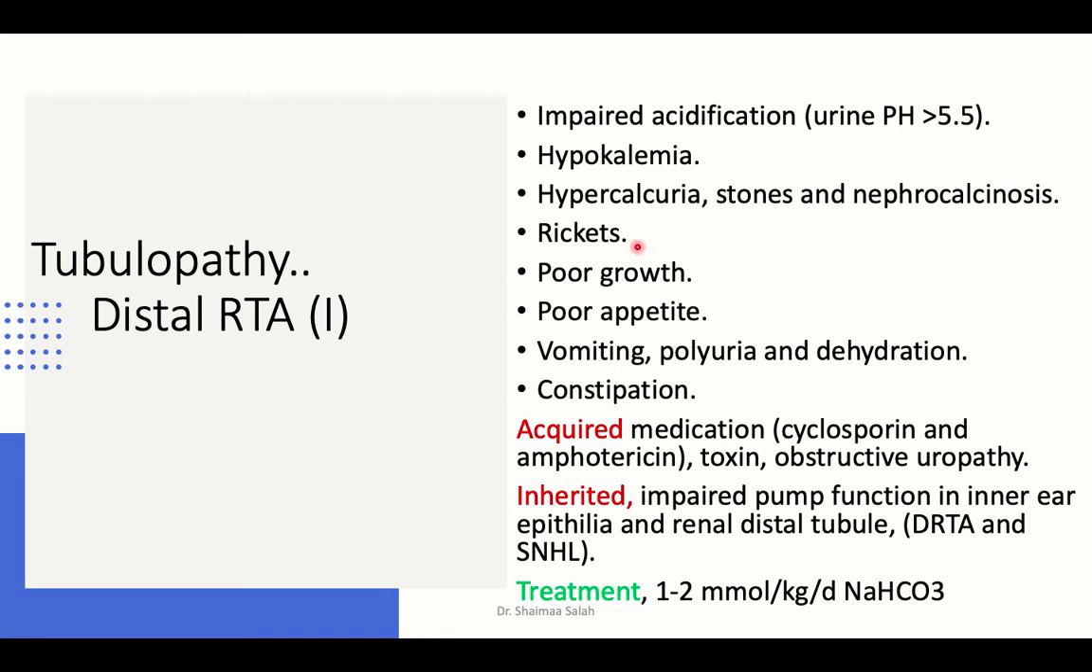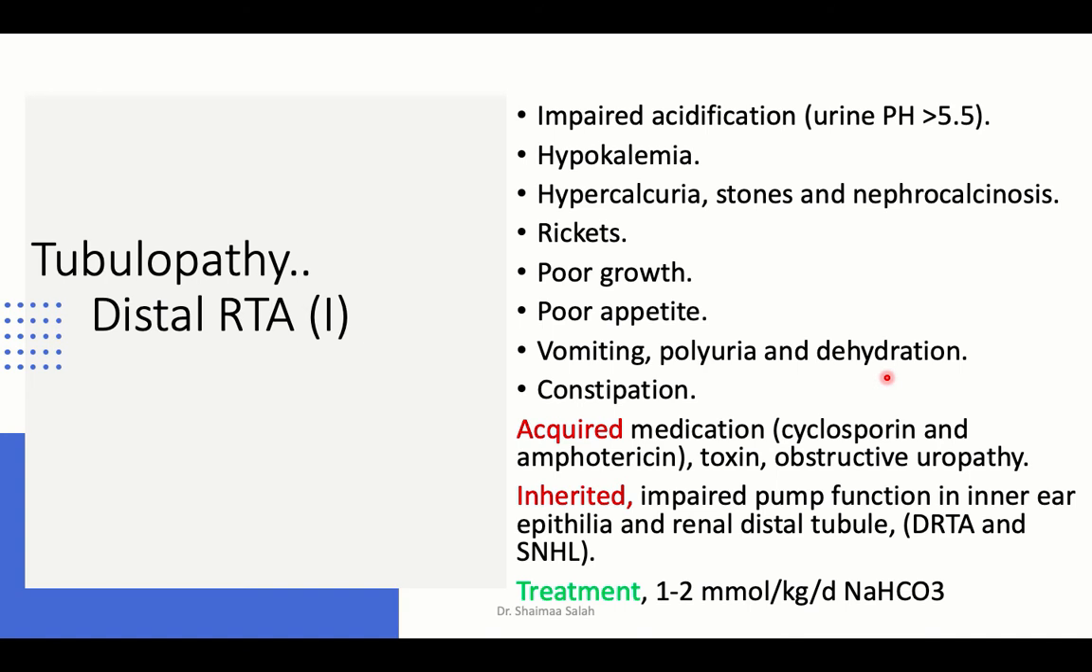Rickets will be associated. Why do we have rickets? Number one, we have hypercalciuria. Number two, we have vomiting and anorexia due to the attacks of dehydration. Number three, we have acidosis, and acidosis is usually compensated by release of calcium carbonate from bone. And so this will present as rickets if the condition is inherited and presented during infancy. We have poor growth for the same reasons: poor appetite, dehydration and vomiting. We have vomiting, polyuria, and dehydration, and this is the presenting scenario.